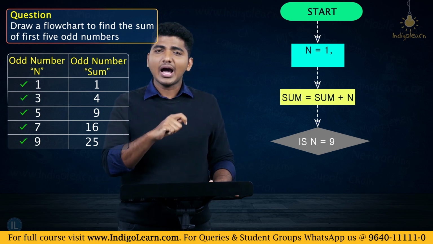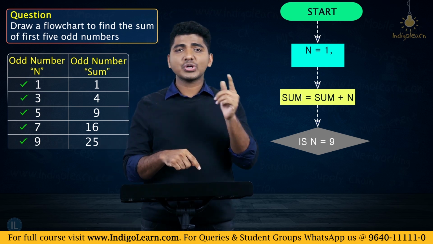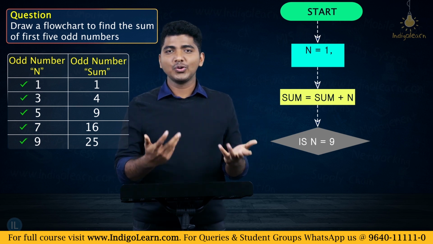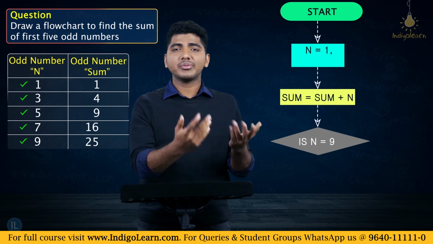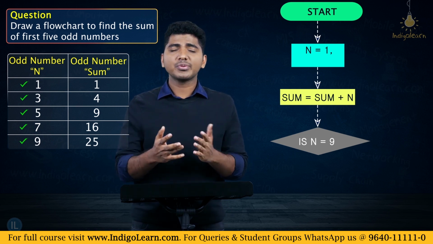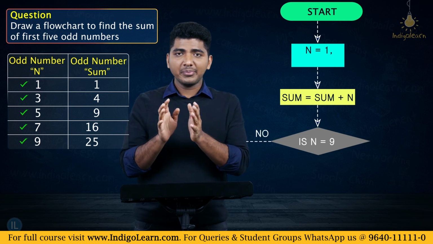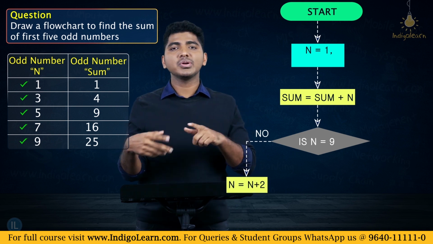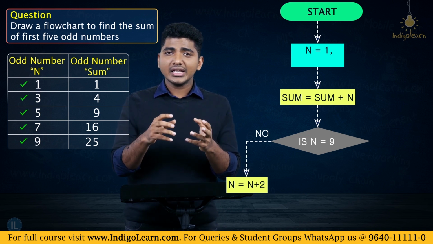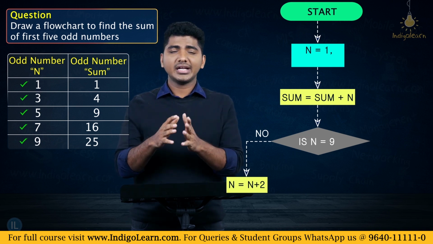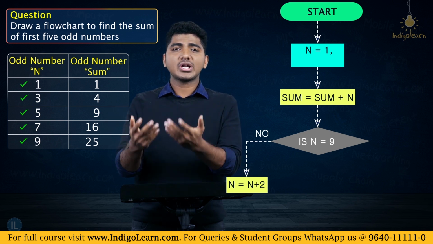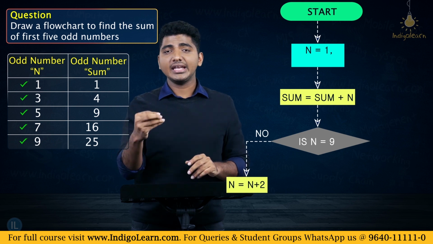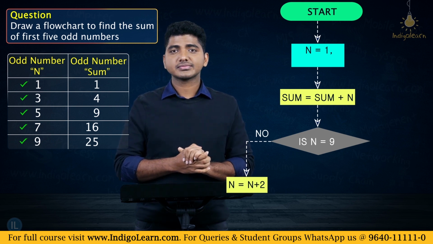But now the question is, how can n become 9? We defined n is equal to 1. How am I going to define the next odd number? As a human, I know that after 1 the next odd number is 3, but how will the computer know the next odd number? So I will assign a formula: the next odd number is equal to the previous odd number plus 2. Whenever you add 2 to any odd number, you get the next odd number. Rather than this lengthy formula, can I say n is equal to n plus 2?